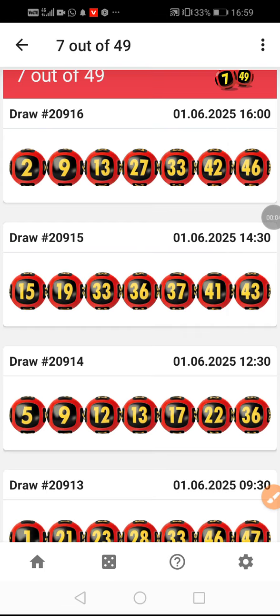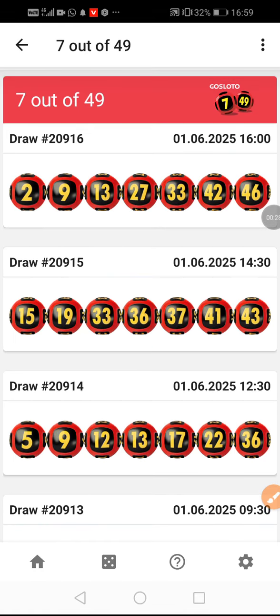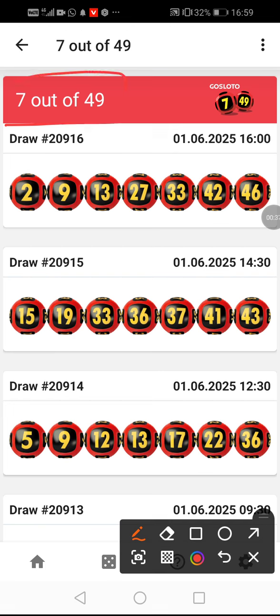I'm going to show you two strategies which you can use in 749 GoSlotto. I think this strategy is going to be quite long, and you guys might not be able to master it, but I'll try to be more specific so that you don't get confused. As you know, 749 has numbers 1 to 49, which means it's 7 out of 49. It is similar to UK49.